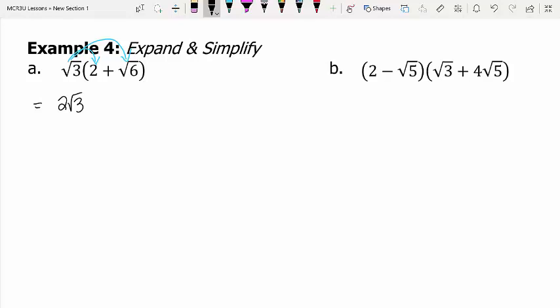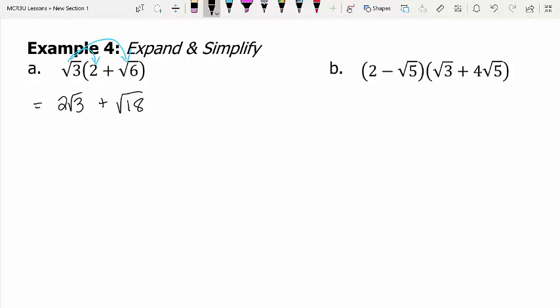Now, when you multiply a radical, so root 3, times another radical, root 6, you can combine those. So that actually becomes root 18. Okay, so you can only do that when both numbers are radicals. You cannot multiply together a radical with a number that's not a radical.